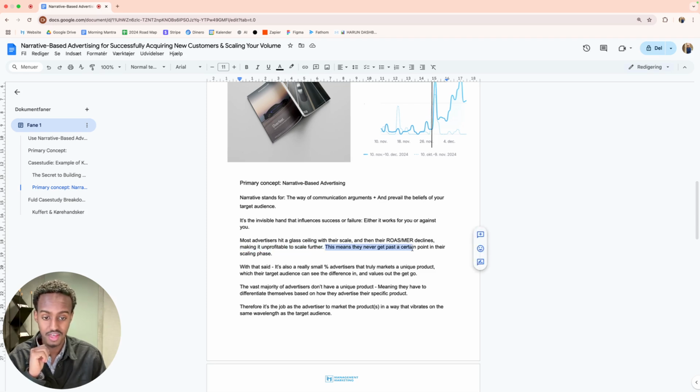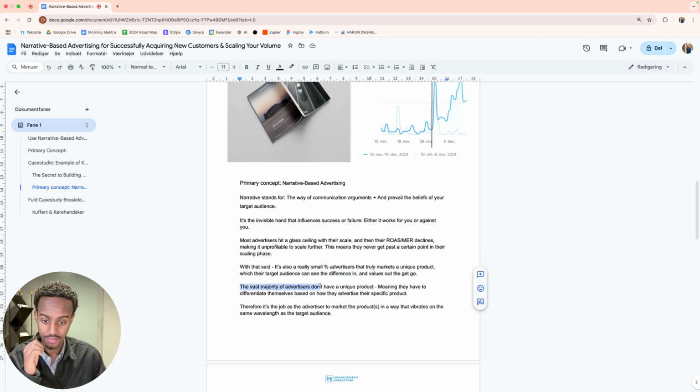This means that most advertisers, especially in the e-commerce world, never get past a certain level of scale in their scaling phase. And with that said, it's also a really small percentage of advertisers that truly market a unique product. I would even go as far as saying that 5% of e-commerce brands have a unique product, whereas 95% of e-commerce brands just have a similar product as their competitors. And it's essentially a small percentage that markets a unique product which their target audience understands, sees the difference in, and values from the get-go.